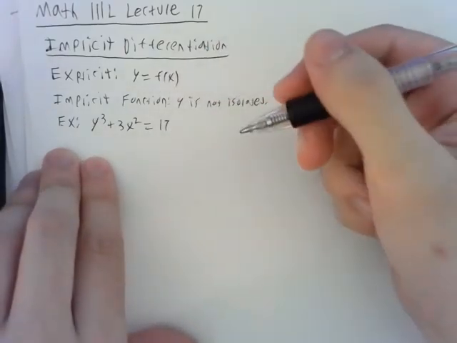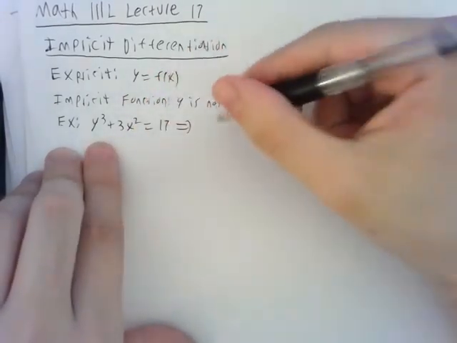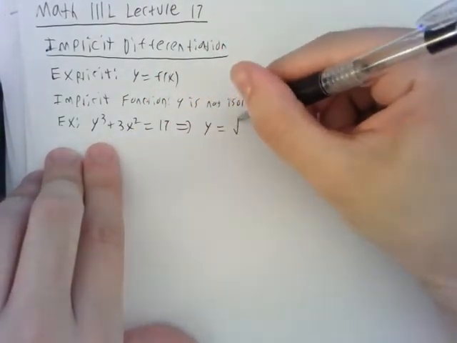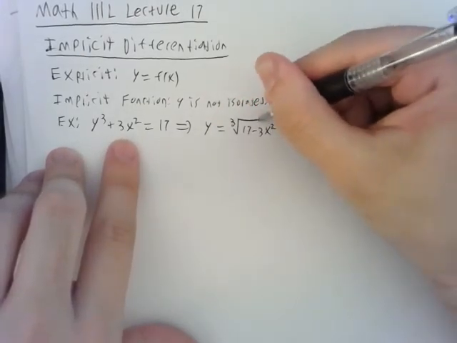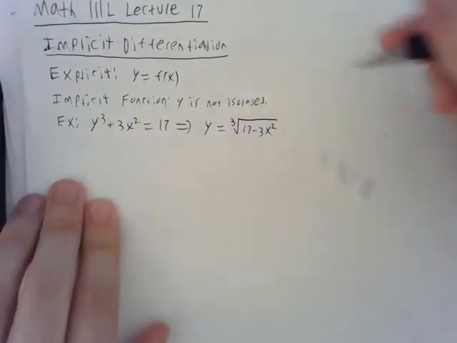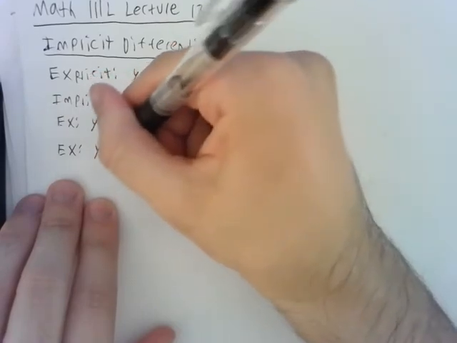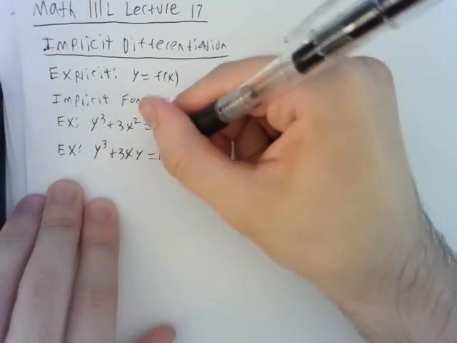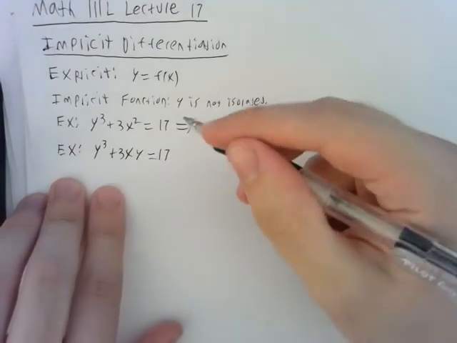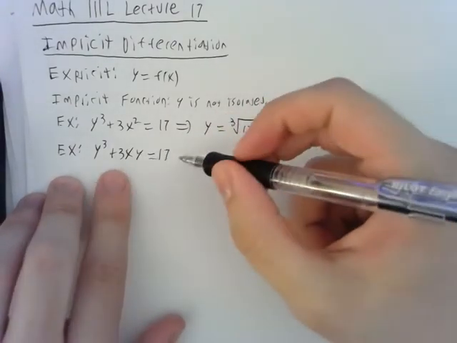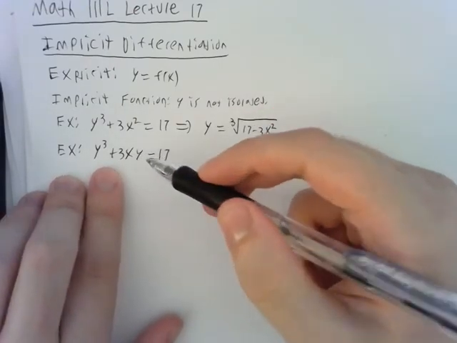Now we could make this an explicit function by rearranging it. If we move the 3x squared to the other side and take the cube root, then we get y equals the cube root of 17 minus 3x squared. However, that's not always possible. As another example, if we have y cubed plus 3xy equals 17, very little change, just one more y added to the equation. Now it's extremely difficult to solve for y as an explicit formula, so we really have to leave this as an implicit formula.